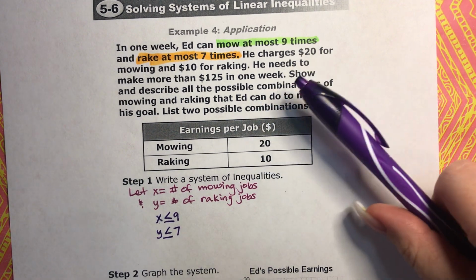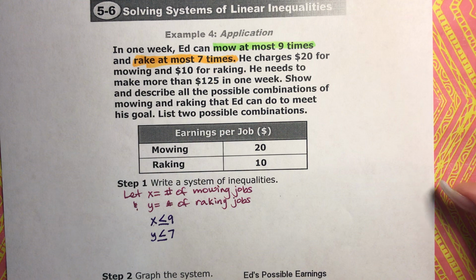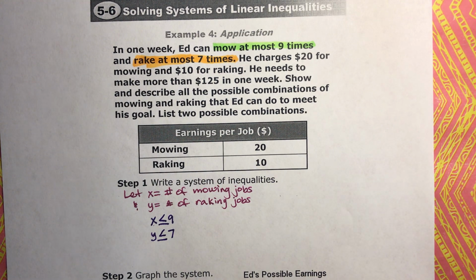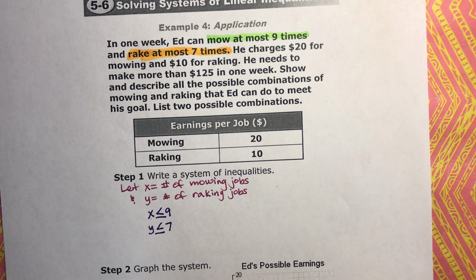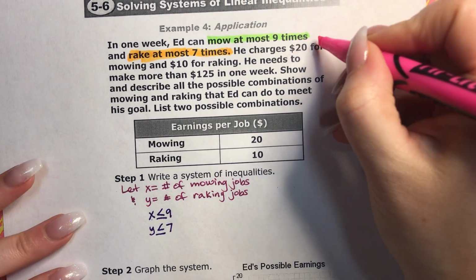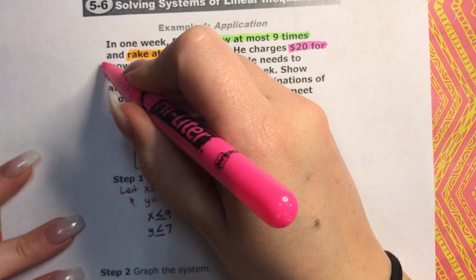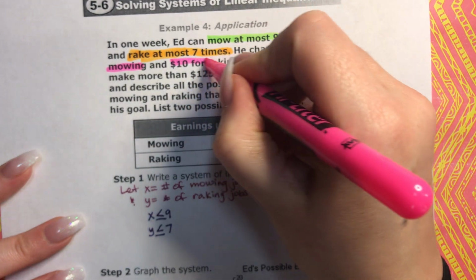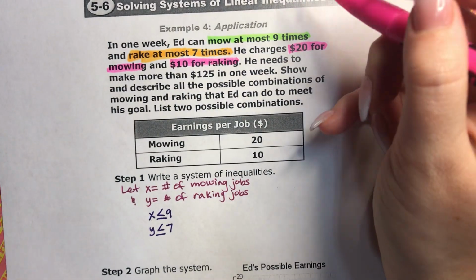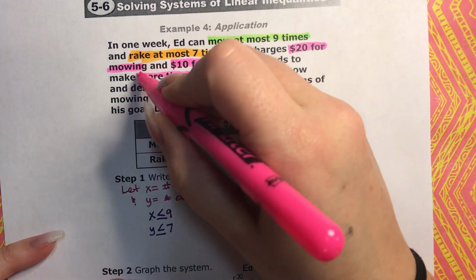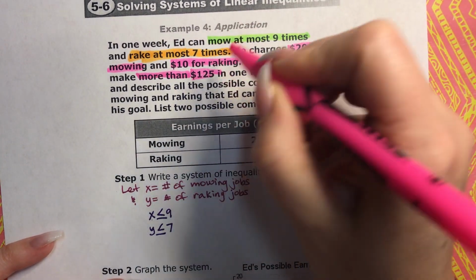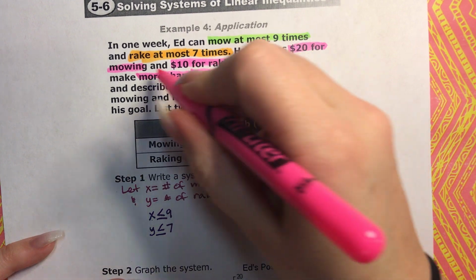But there's all this talking about making money. That is another inequality. Oh my goodness, we are going to have 3 inequalities in this system. Okay, so what's the other information? He charges $20 for mowing and $10 for raking. So this is all about making money. He needs to make more than $125 in 1 week.